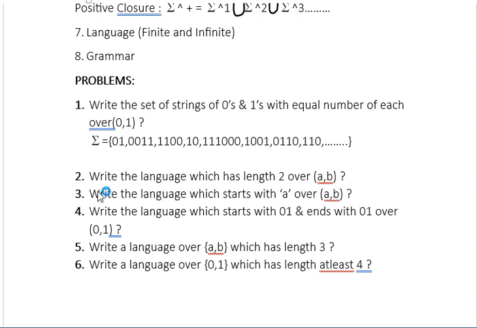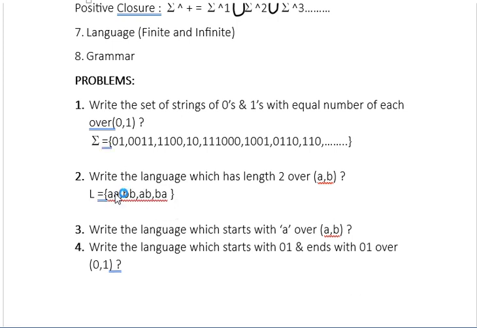So if you see another question, write the language which has length 2 over a comma b. So if you consider a and b as inputs, we have to form the strings with length 2. The length of that particular string should be 2. In that way, we have to form strings like AA, the length of that string is 2, AB, the length of that string is 2. So similarly, let's see the solution, how it will be.